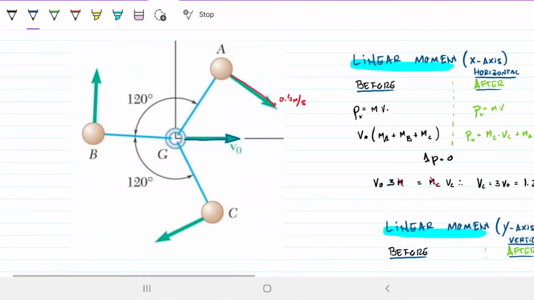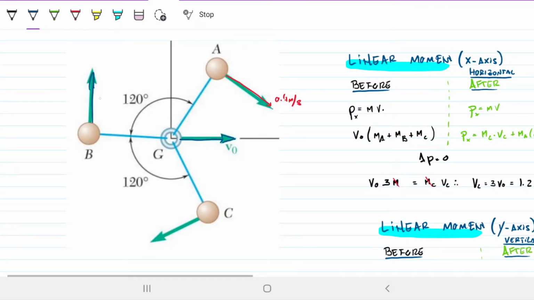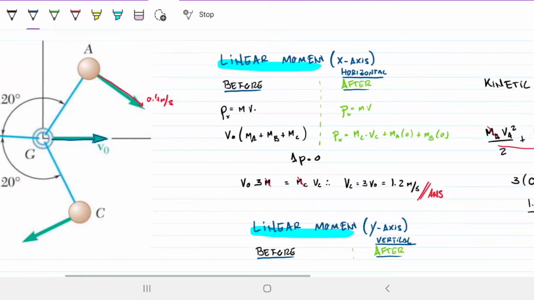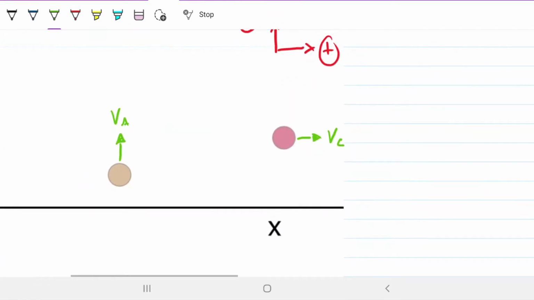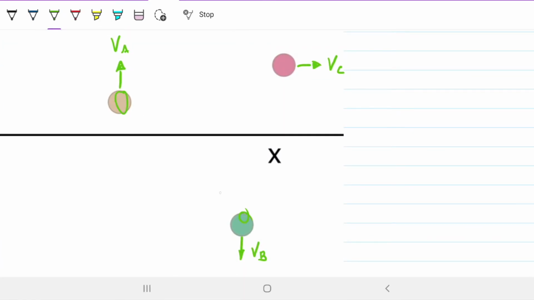Nothing, right? Remember we talked about this. Everything is canceling each other, so that's why this guy's not going up or down. It's only going rightwards. So that means that before we have the mass of everything, 3 times mass times nil, times nothing. So this is nothing. What about afterwards? Well, afterwards we do have some things going vertically. Sorry, A and B. A is going in the positive direction, and B is going in the negative direction, right?